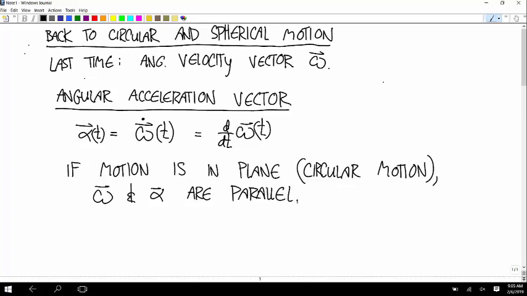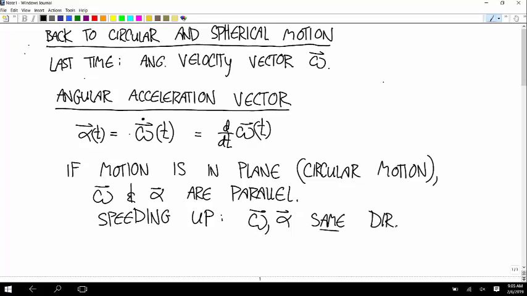And if the rotation is speeding up, what do you think the relationship is between those two directions? So they have to be parallel, but they don't have to be the same direction necessarily. They can either be in the same direction or opposite. If the rotation is speeding up, then these two have the same direction. And if it's slowing down, they have opposite directions. Either way, they're parallel.